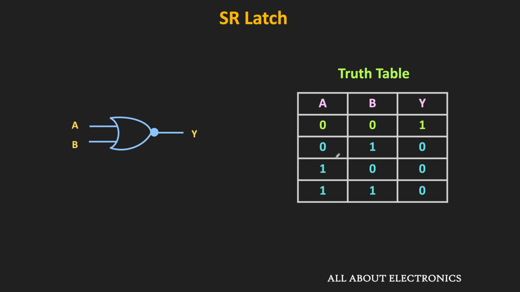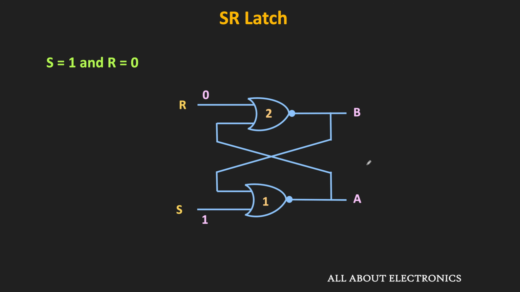So for this NOR gate, when any of the two inputs is 1, then its output is equal to 0. And whenever both of these inputs are 0, then and only then its output is equal to 1. So in this case, S is equal to 1 and R is equal to 0. As we have seen, when any one input of the NOR gate is equal to 1, then its output will be equal to 0.